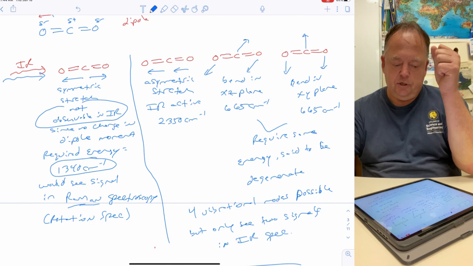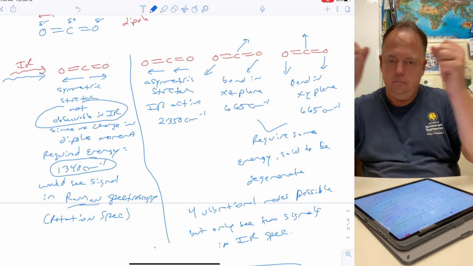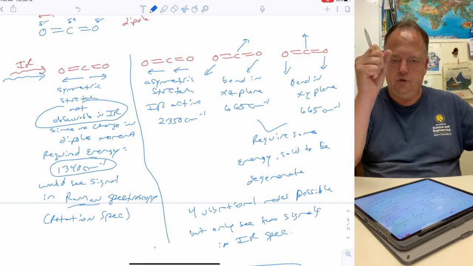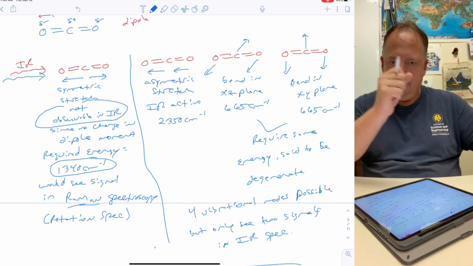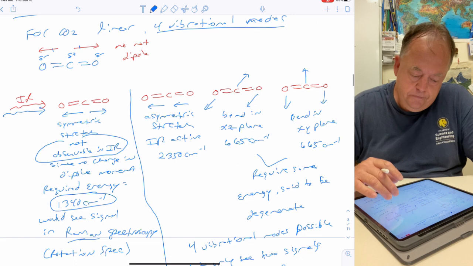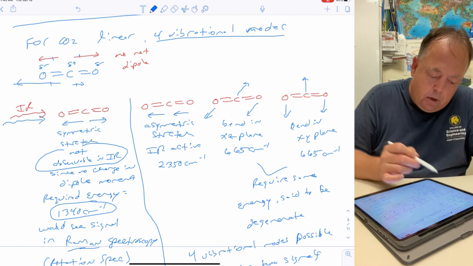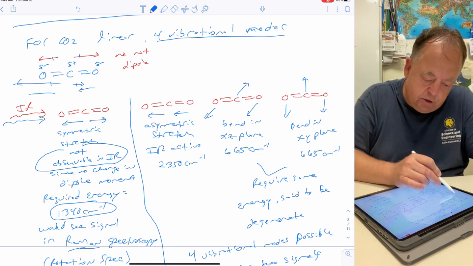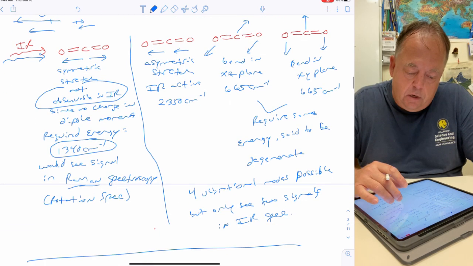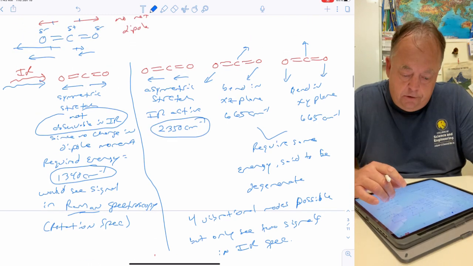Then you have the asymmetric stretching mode. If you stretch one oxygen this way and compress the other oxygen, the carbon of course stays the same, doesn't move, but if you compress this oxygen and stretch that one, or compress this one and stretch that one, that would be the asymmetric stretching mode, and that would result in a dipole change in the molecule. Since one of these bond dipoles would be getting bigger and one would be getting smaller, that would change the dipole moment of the molecule. So that is an IR active stretching mode, and that would be at 2350 inverse centimeters.